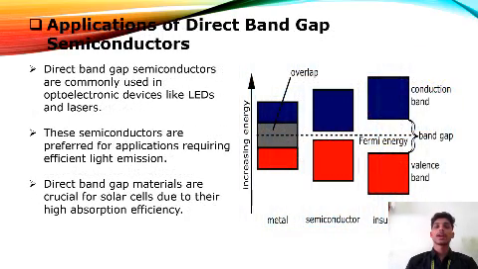Applications of direct band gap semiconductors. Direct band gap semiconductors are commonly used in optoelectronic devices like LEDs and lasers. These semiconductors are preferred for applications requiring efficient light emission. Direct band gap materials are also crucial for solar cells due to their high absorption efficiency.